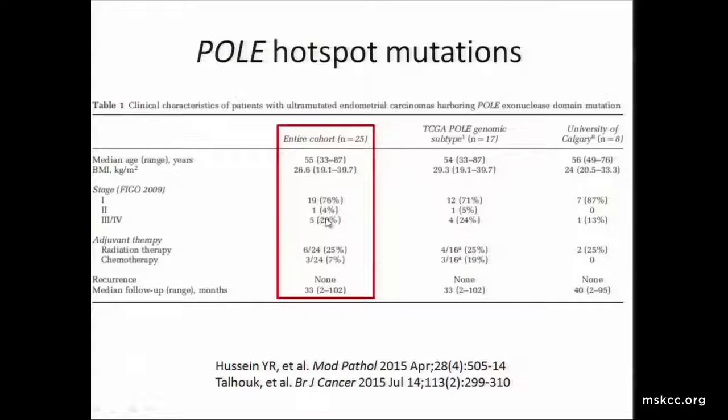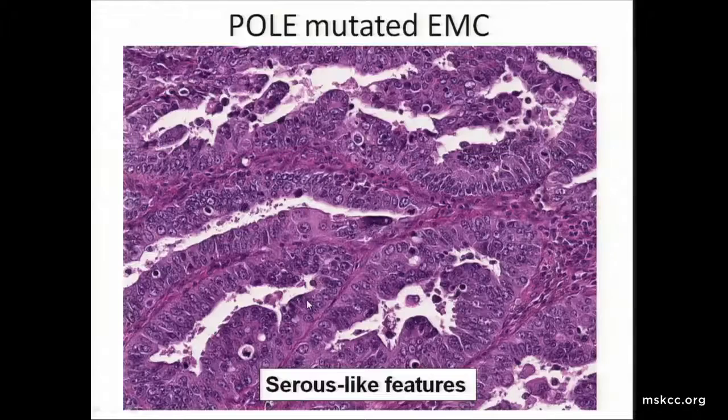They have a stage distribution that's rather similar to low-grade endometrial carcinoma in general, and despite the fact that a good number of them did receive adjuvant therapy, there were no recurrences with a rather modest median follow-up time. Now, the problem with the POLE mutated endometrial cancers is that they sometimes look exactly like serous cancers. And here is an example of a POLE mutated endometrial cancer that looks exactly like a serous cancer. And guess what? It also had a P53 mutation.